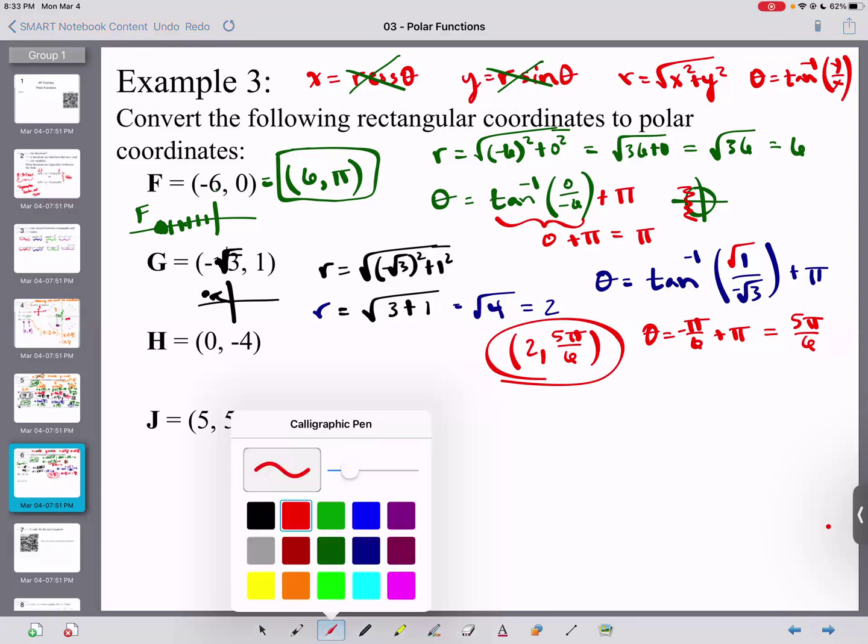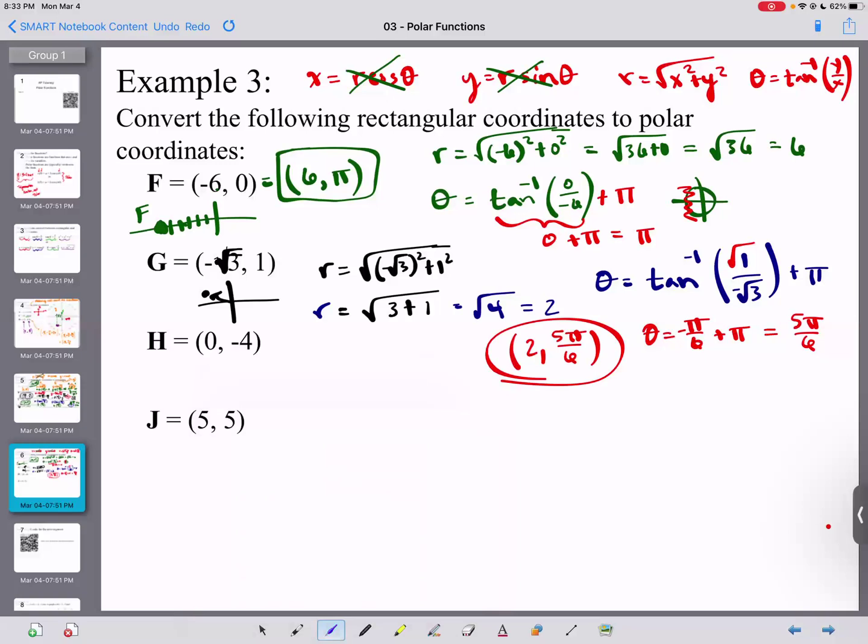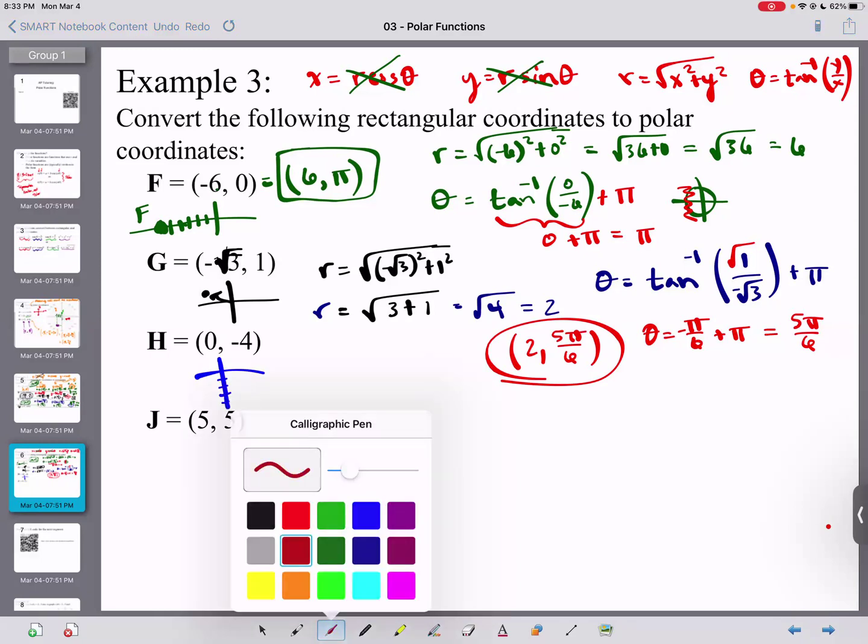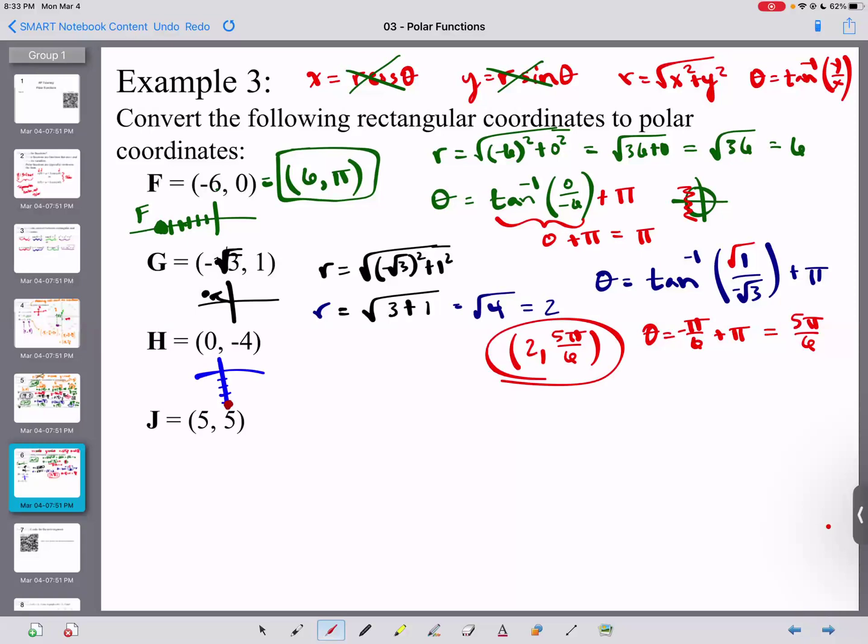Okay, I'm going to do one more with you. This is also one that we could guess. If you think about 0, negative 4, that means you go down 4 units. So if I go down 4 units, what angle am I on? It'll be 3 pi over 2. That's right. So it'll be the fourth circle at 3 pi over 2. You're correct. That will be the point.